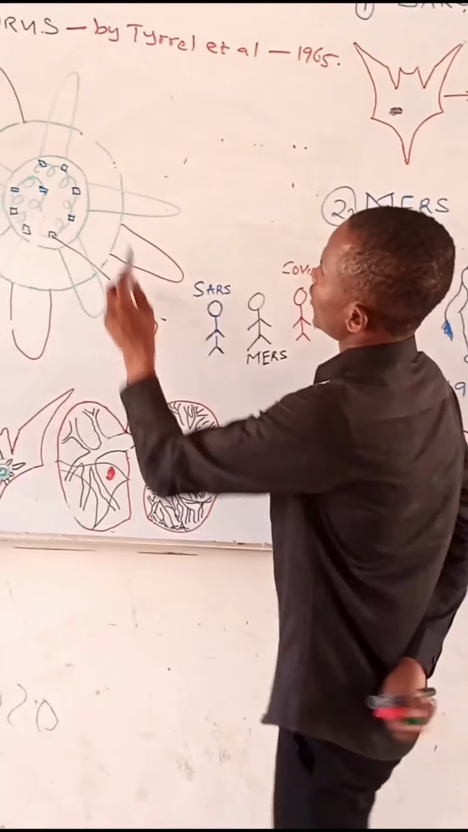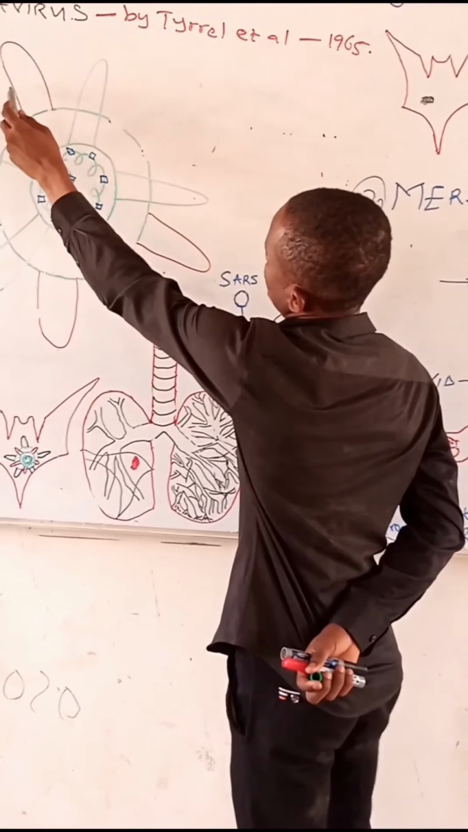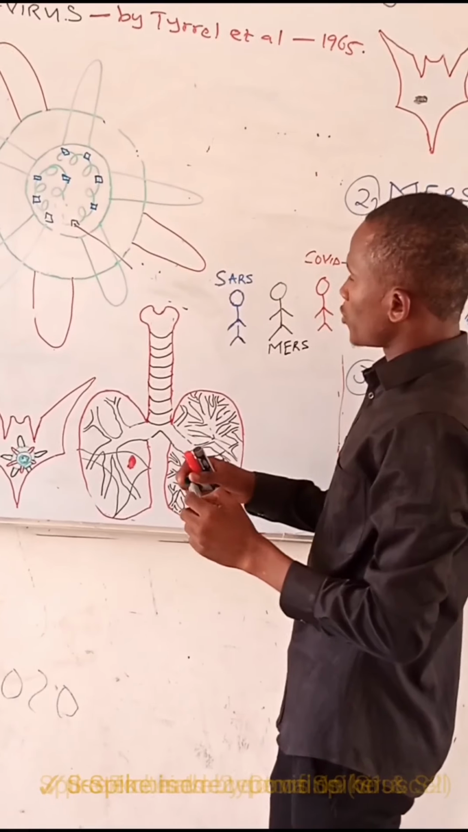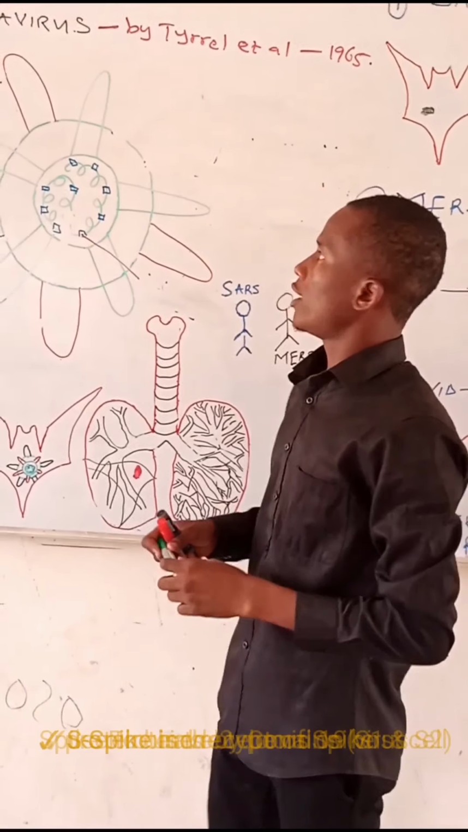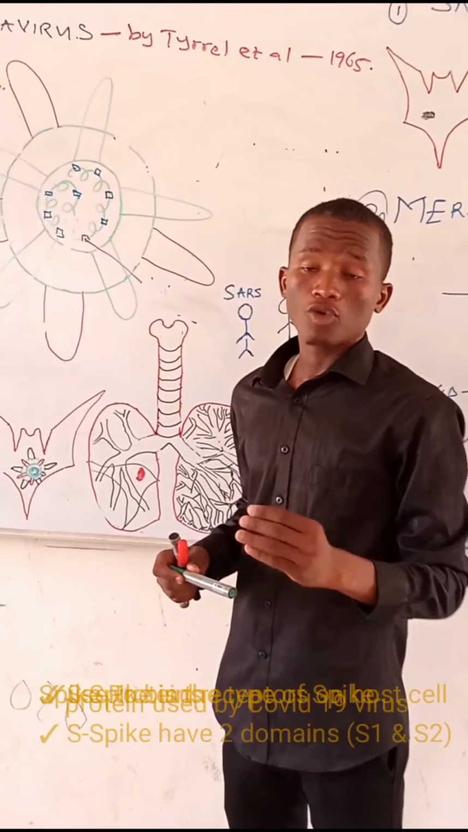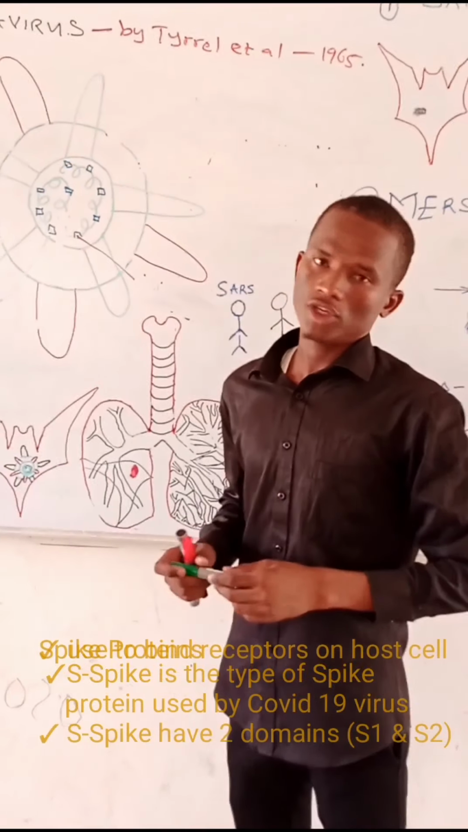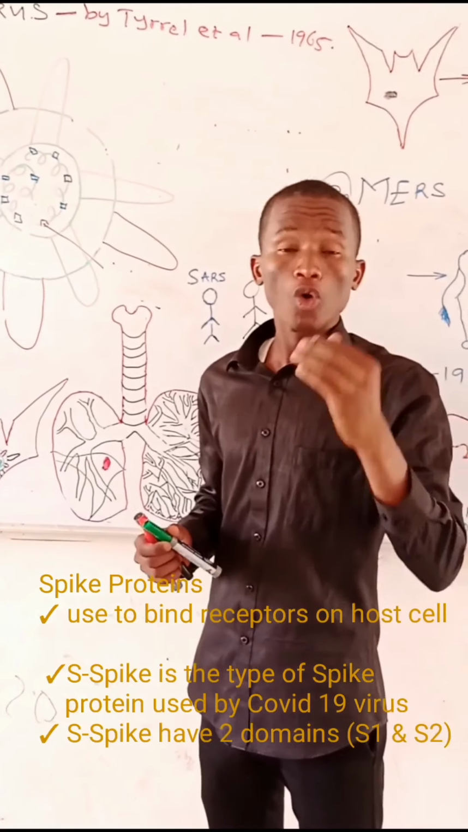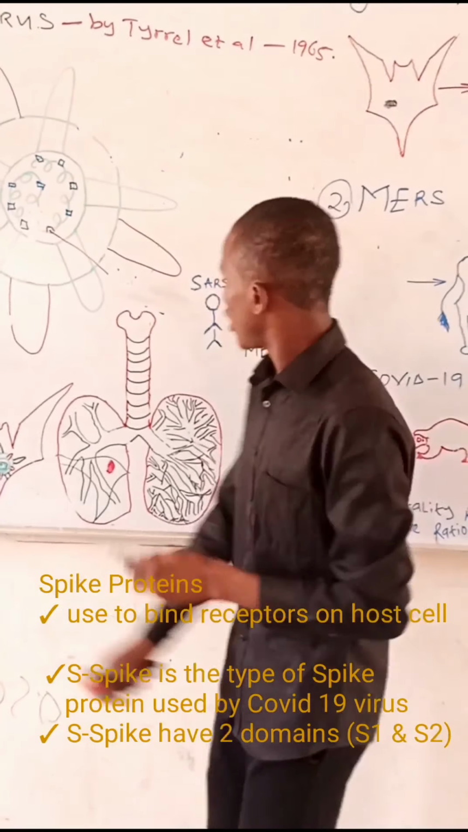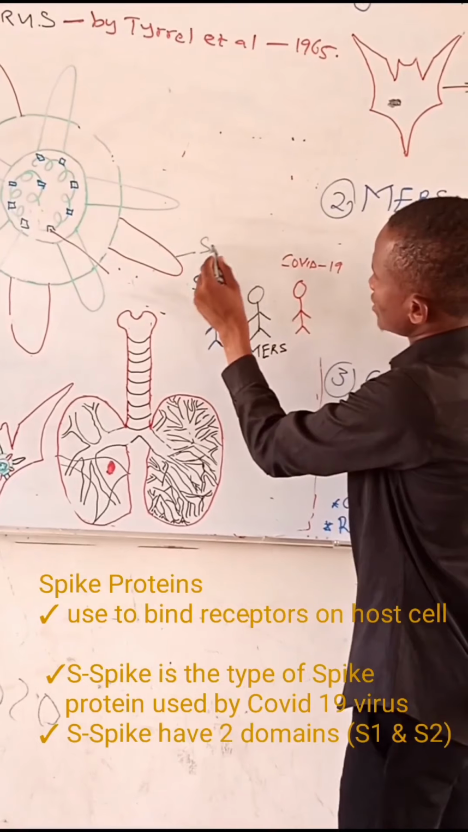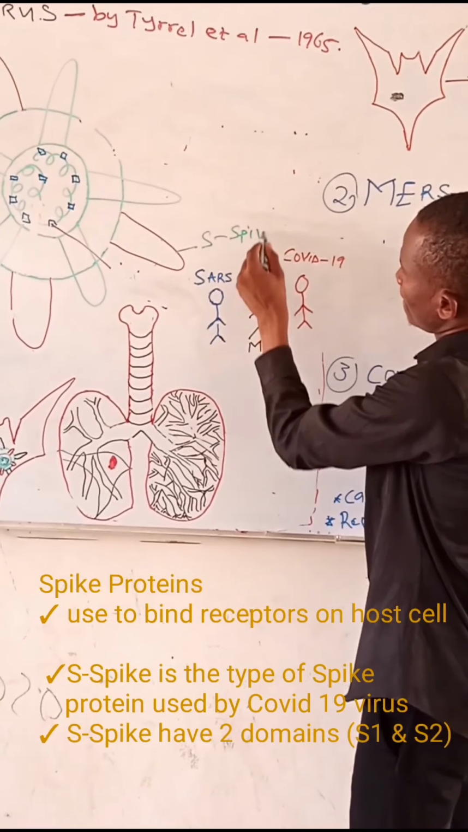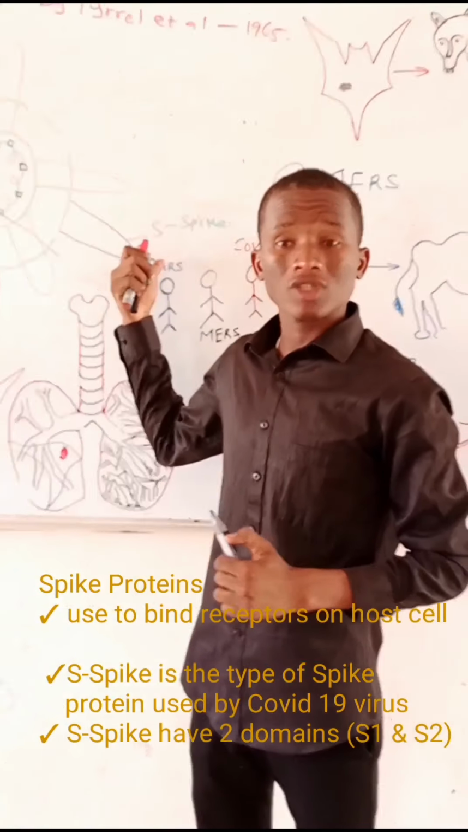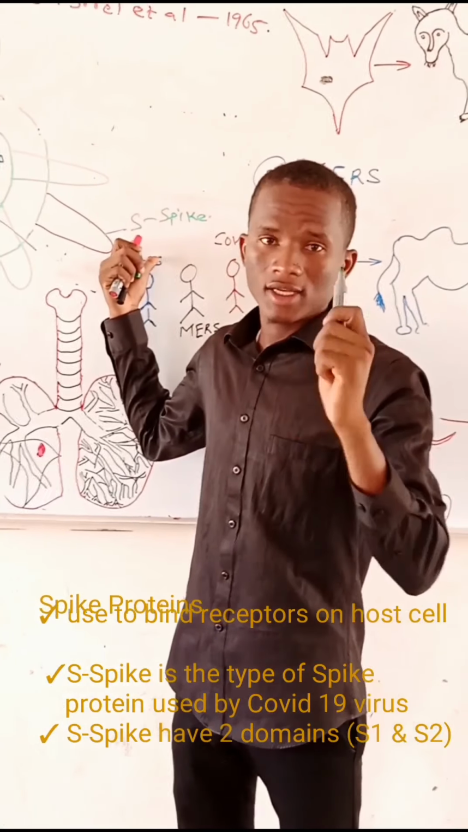Now, these are the peripheral proteins. I colored them red. These peripheral proteins are called spike proteins, and they are the proteins that the virus uses to bind to its host cell. Specifically, the type of spike protein that the COVID-19 virus uses to bind to its host cell is the S-spike.